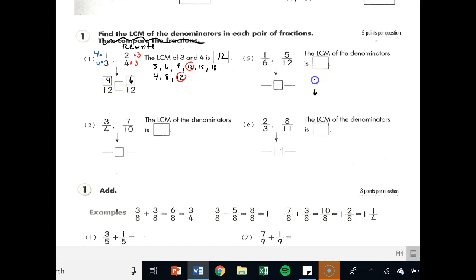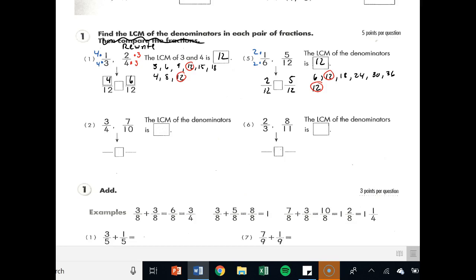So write out the multiples of 6, which are 6, 12, 18, 24, 30, 36, right? Multiples of 12 are 12. We don't even have to go to the next one because look, we've got 2 multiples that are the same. So the LCM is 12, which means I'm only going to multiply 1/6 by 2 to make it become 12. This guy's already 12, so I just leave him as 5/12, and then this guy becomes 2 times 1 is 2, 2 times 6 is 12, and boom, I'm done. So it now becomes 2 12ths plus 5 12ths.